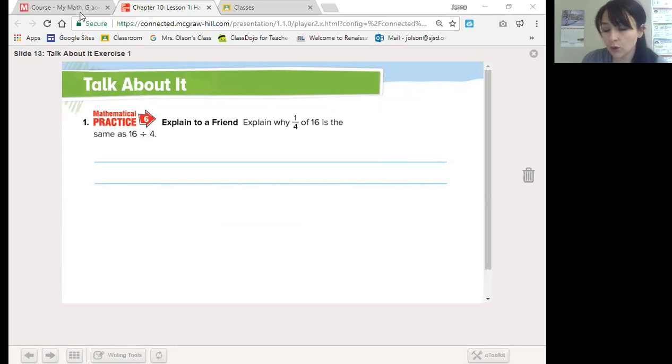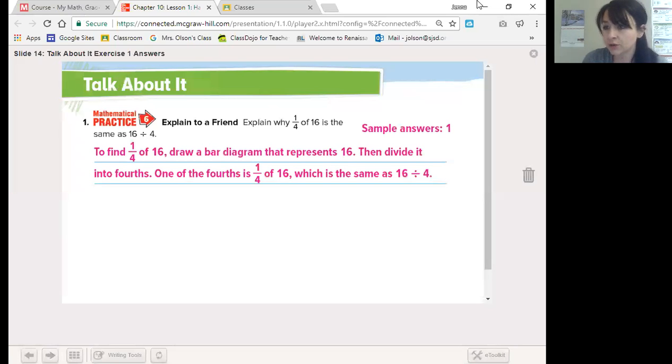You can actually draw out these problems also, but so that I know you understand that these two problems can be the same. 1/4 of 16 is saying the same thing as 16 divided by 4, right? We have 16 wholes, and I need 1/4 of them. That means I need to divide them into 4 groups, and 1/4 of them is going to be equal to 4. All right. You can pause if you need to.